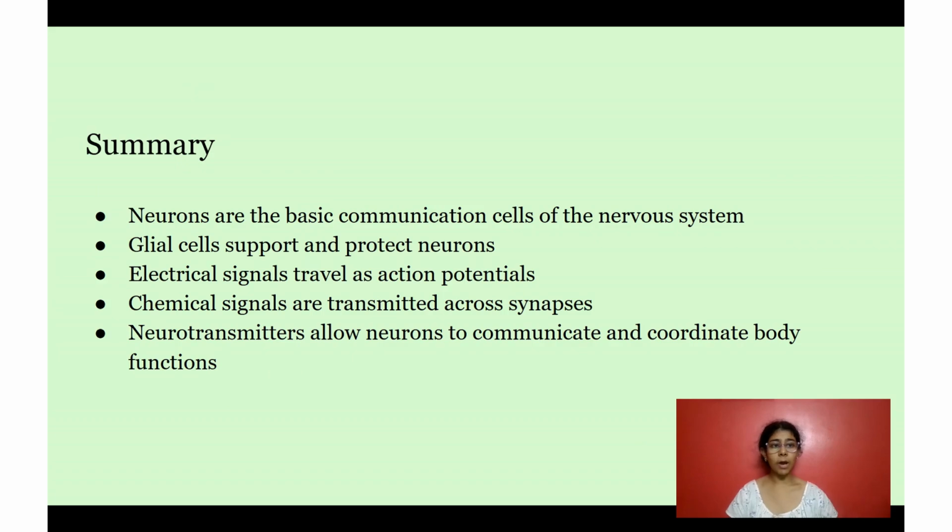So we see that this module covers a few different things. First, that neurons are the basic communication cells of the nervous system. Glial cells support and protect neurons. Electrical signals travel as action potentials. Chemical signals are transmitted across synapses. And neurotransmitters allow for neurons to communicate and coordinate our bodily functions.